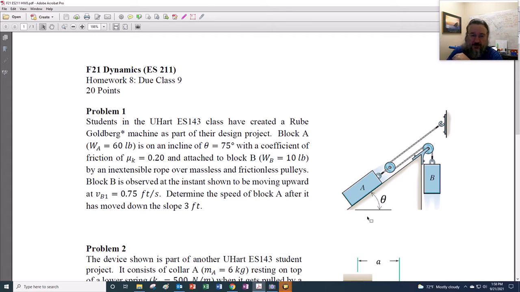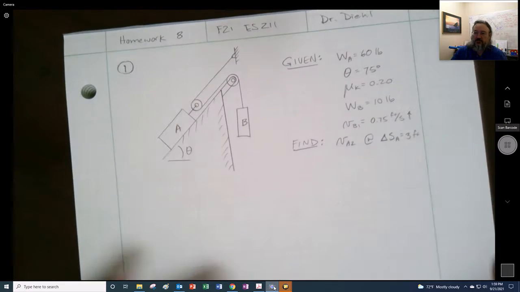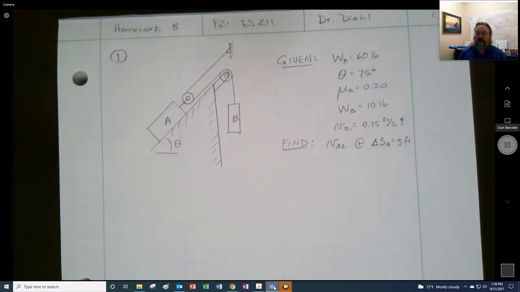And block A right here weighs 60 pounds and it's on an incline. It's at 75 degrees and it's got a coefficient of friction of 0.2. And it's attached to block B right here by a rope that doesn't stretch and a pulley that doesn't have any mass or any friction. And at this instant that we see right here, block B is moving upward at 0.75 feet per second. We want to find the speed of block A after it has moved down the slope 3 feet. Boom. So here is our setup rewritten out.